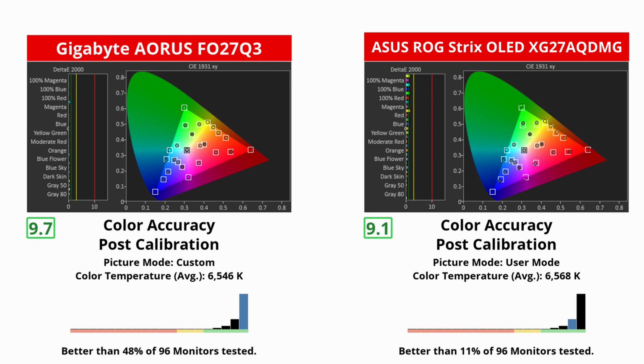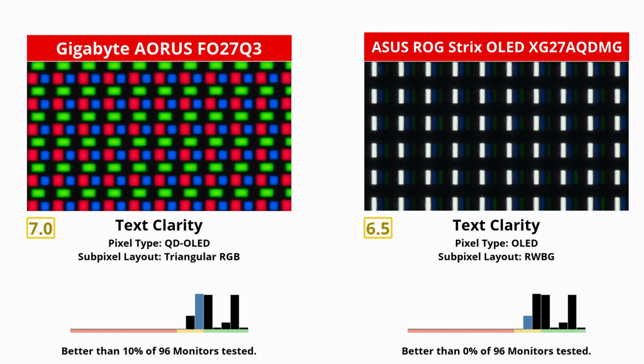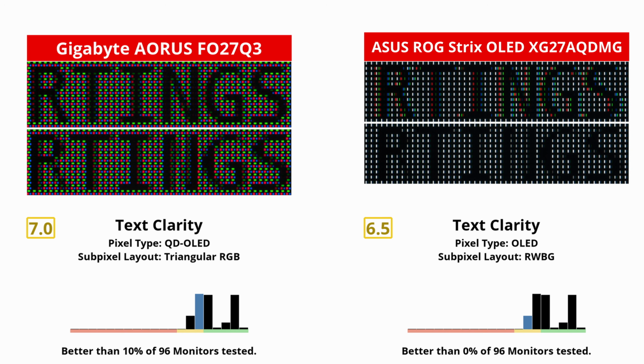Before getting into gaming, let's talk about one more thing regarding the picture quality, and that's the text clarity. They both have typical issues that OLEDs have with rendering text, like color fringing, but these look worse on the ASUS, especially with ClearType enabled.